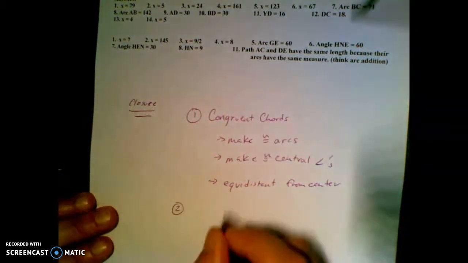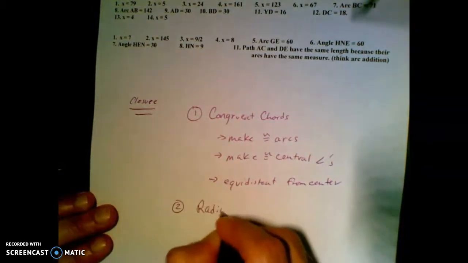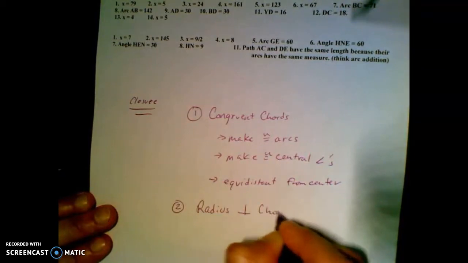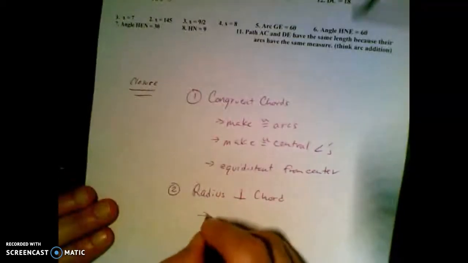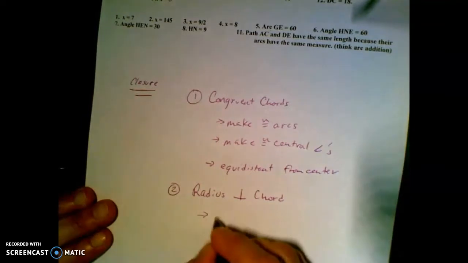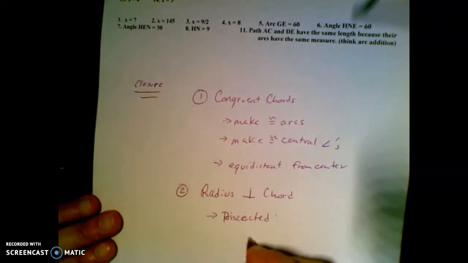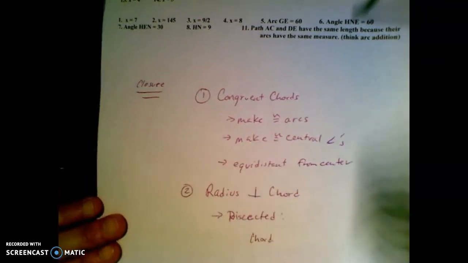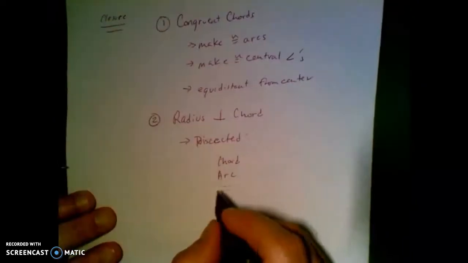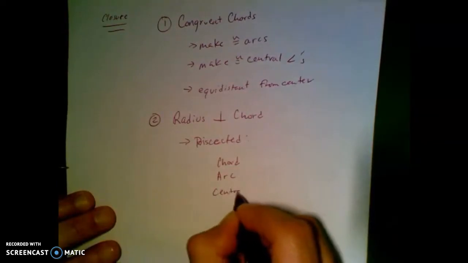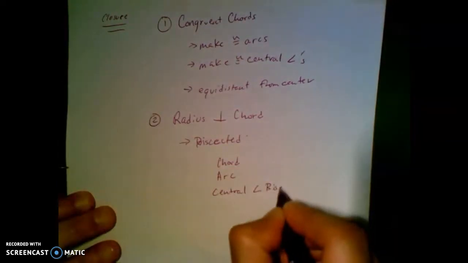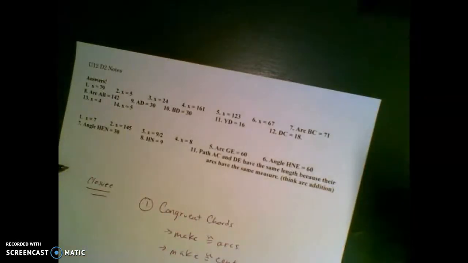And then the second thing we looked at is when a radius is perpendicular to a chord. Again, basically a bunch of things are bisected. The chord is bisected, the arc is bisected, and the central angle is also bisected. So again, I'd work through the rest of the notes, check my answers using all these properties here.